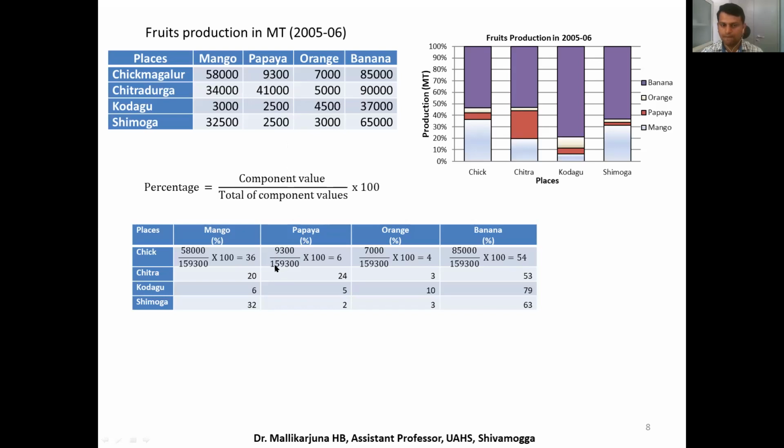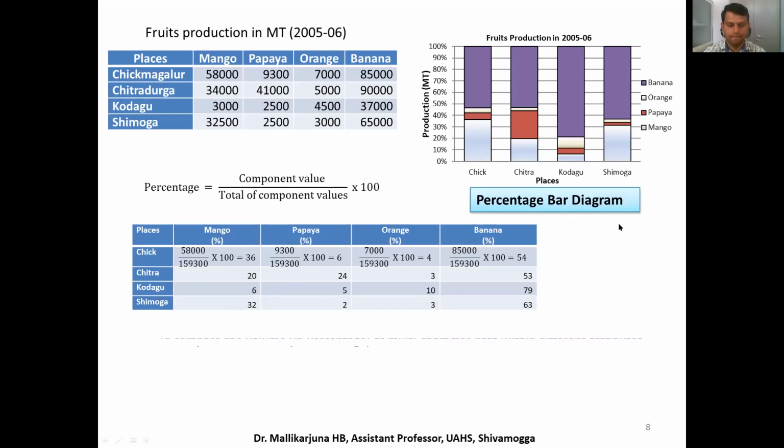In this way, second, papaya: 9,300 divided by 1,59,300 into 100. This becomes 6%. Like this, all the values can be converted to percentage. This percentage can be represented like this in this bar diagram. This type of diagram is known as percentage bar diagram.